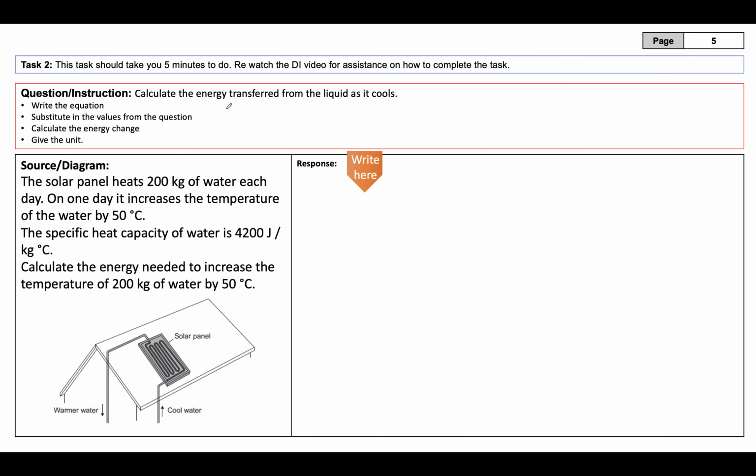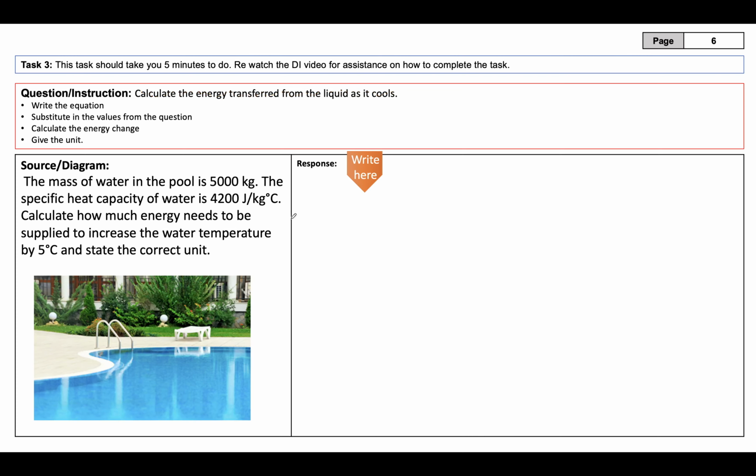Next one, we're transferring energy again. Oops, that question is incorrect, so I'll change that before you get there. What you need to do is just calculate the energy needed to increase the temperature of the water of 200 kilograms by 50 degrees C. So again, this is just your energy is MC delta T again, and you just need to be careful that you're substituting in the right values. This one, calculate how much energy needs to be supplied. So again, it's energy transferred again. You shouldn't find any problems with that one.